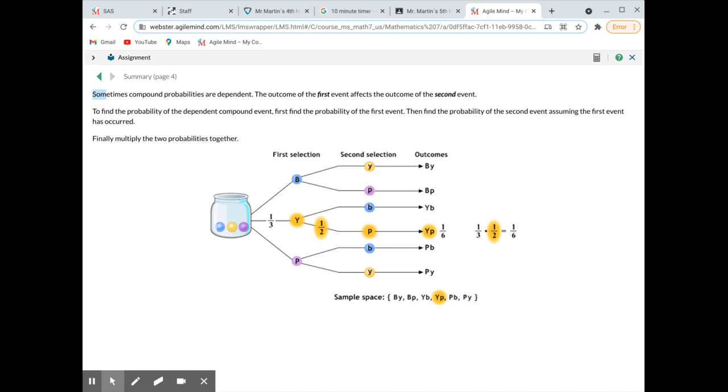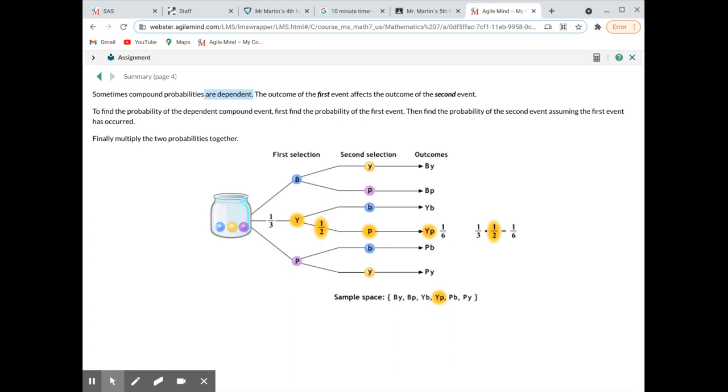All right. So looking at this, anytime we have an outcome of the first event that affects the outcome of the second event, that's called what kind of compound probability? Dependent. All right. What about when the outcome of the first event does not affect the outcome of the second event? Independent.